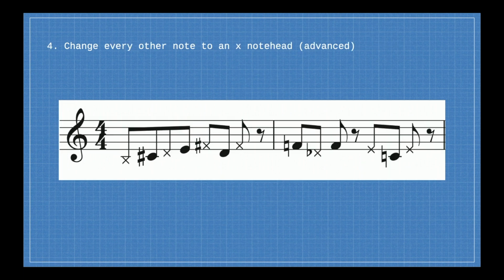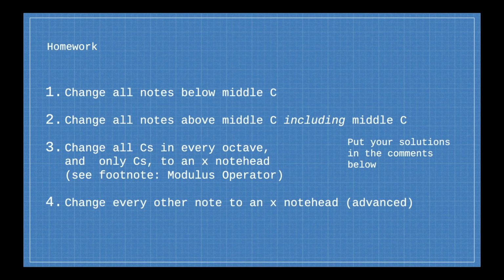And then finally, we want to change every other note to an X note head. Again, you're going to need the modulus operator, and you're going to have to apply more critical thinking. So we can see X, not X, X, not X, X, not X, all the way through. And it's skipping over the rests. So we still have X, not X, X. So again, that's a quick summary of all the homework.